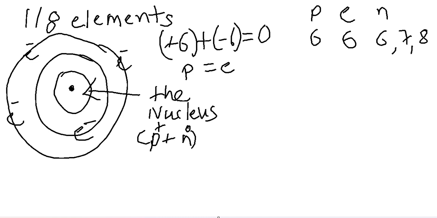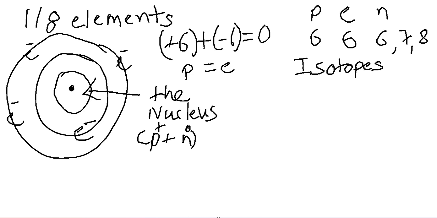The number of protons can never change. It will always be 6. And to balance the charge of protons, the number of electrons will also be 6 in a neutral atom. Now, how do we call each of these versions of carbon? We call them isotopes. Isotopes are atoms of the same element with different number of neutrons.